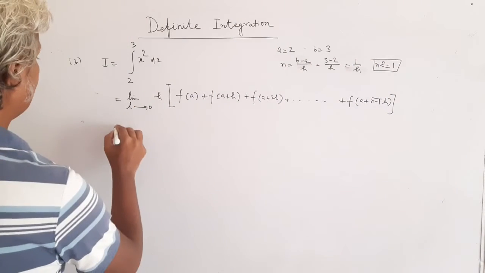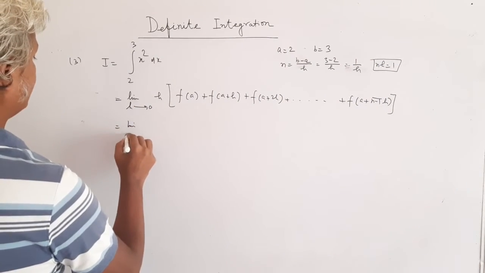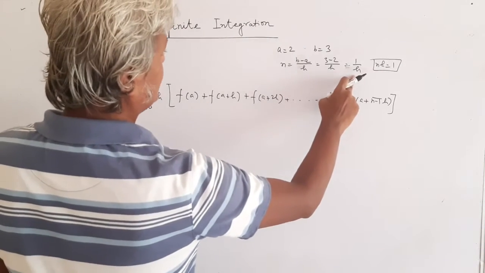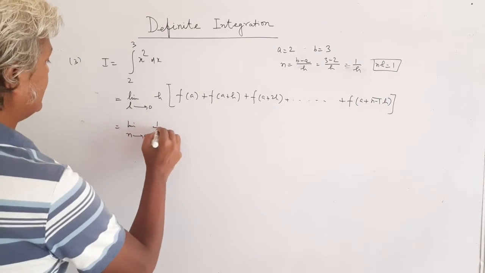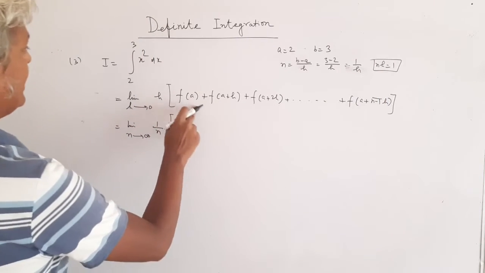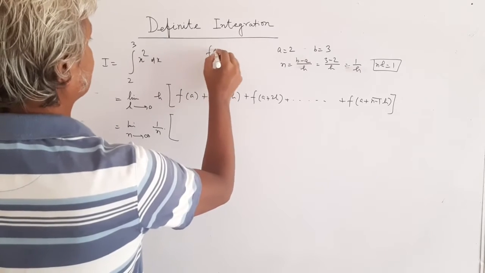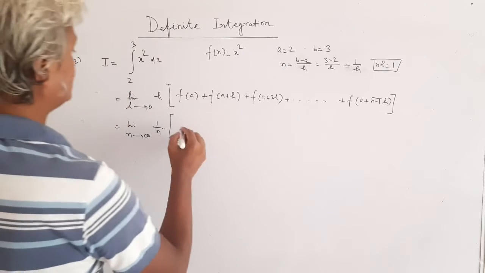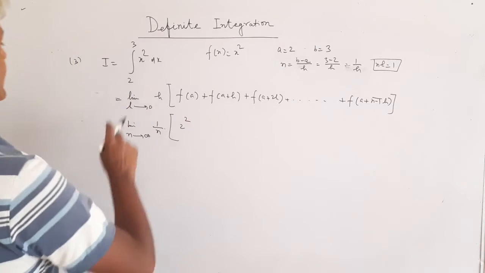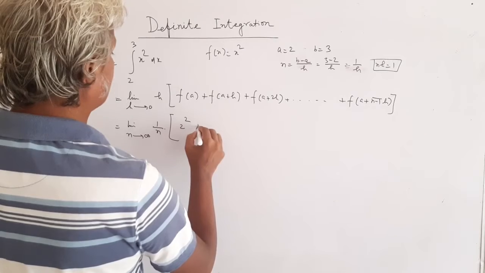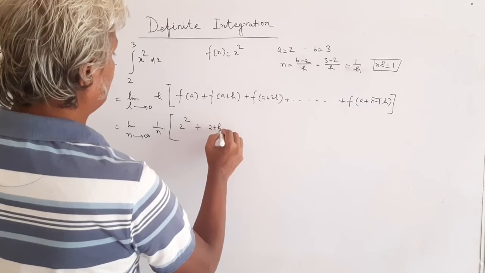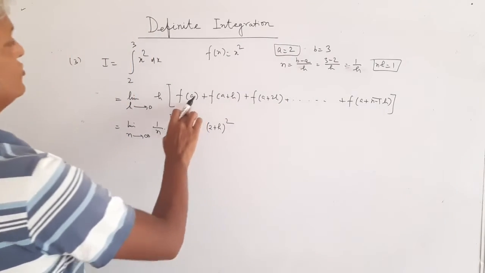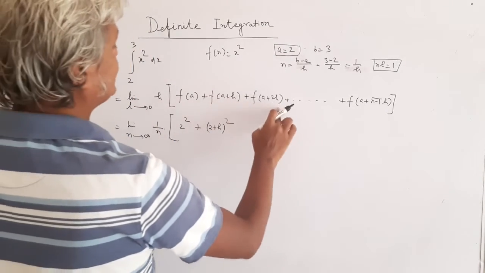Okay, now there we will just write limit n tends to infinity and express h in terms of n. So what is h? h is 1 over n. Now this is my function f(x) is x square. So f(a) means f(2), so what you get? 2 square. Now f(a plus h) becomes (2 plus h) whole square, because keep this in your head, a is just 2, so f(a) is f(2), and then 2 plus h, 2 plus 2h is like this.